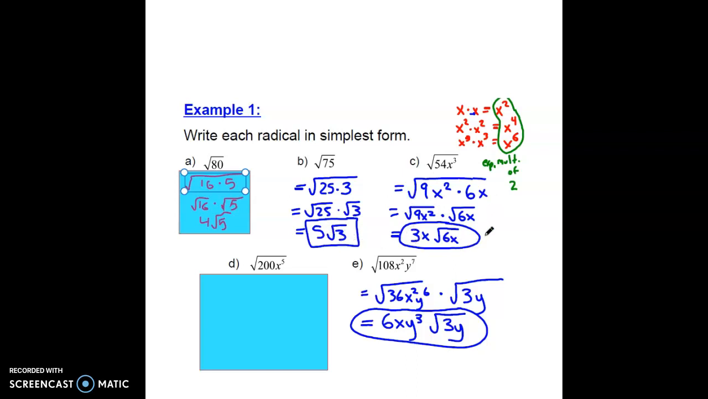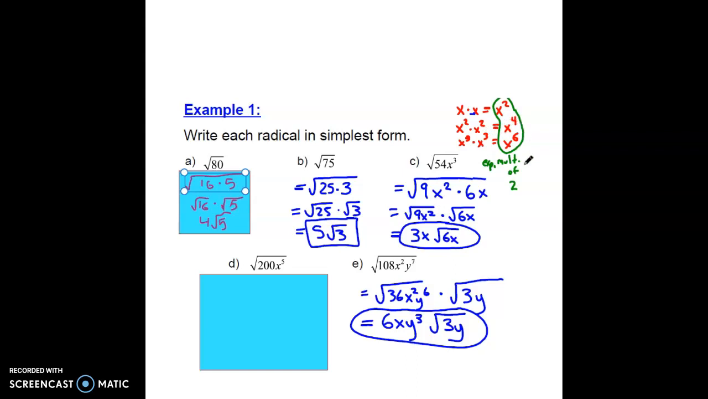So look at C here. This is where it gets a little confusing when we add in variables, okay? So with variables and exponents, we add the exponents, okay? So like 2 plus 2, if it's x squared times x squared, that's x to the power of 4.